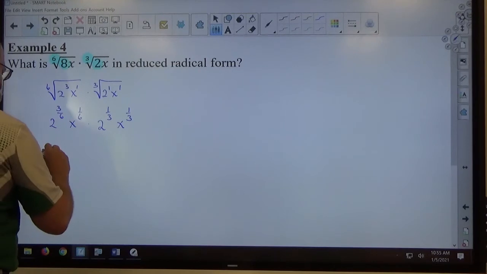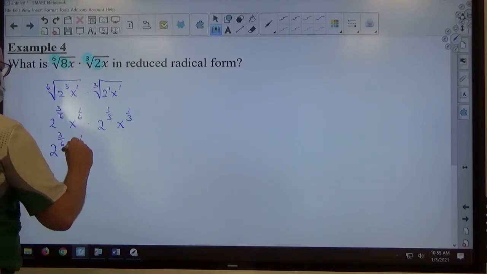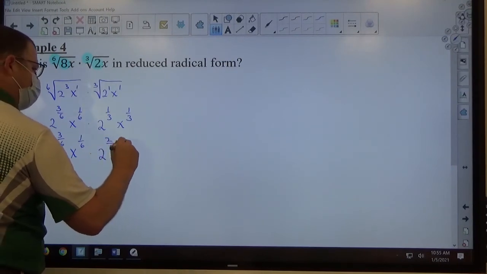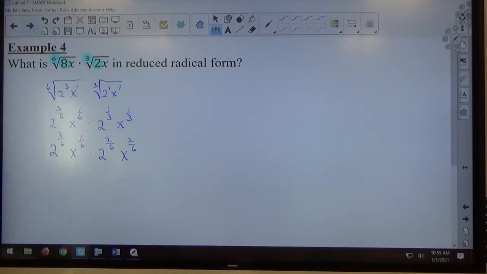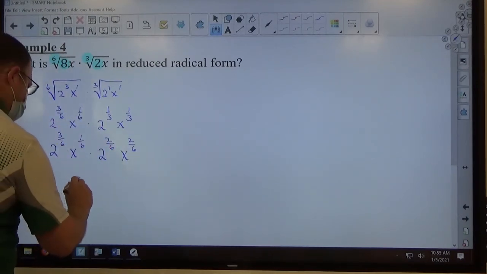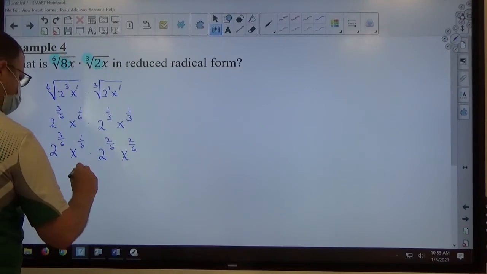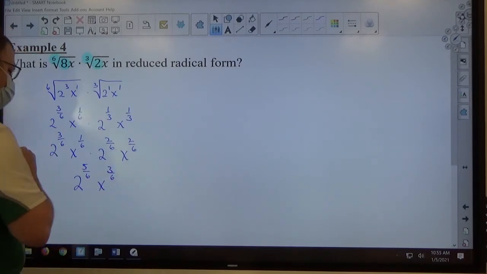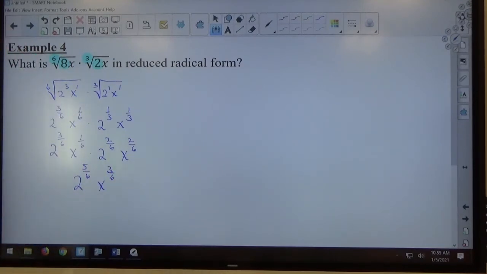So I'm going to keep this 2 to the 3 sixths, x to the 1 sixth. This is going to be 2 to the 2 sixths, and x to the 2 sixths. Multiply top and bottom by 2, multiply top and bottom by 2. So now that I have common denominators, if I multiply them together, 3 sixths plus 2 sixths is 5 sixths. 1 sixth plus 2 sixths is 3 sixths. And again, 3 sixths is 1 half, okay, but this is a 6, that's a 6, it's better to keep them both the same.